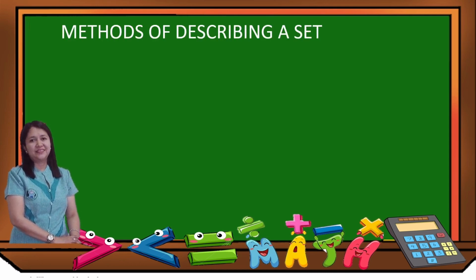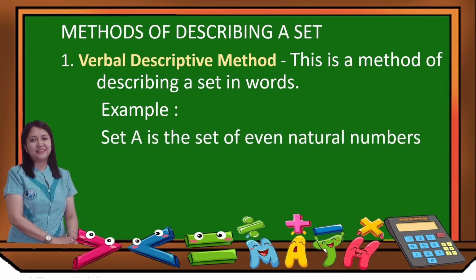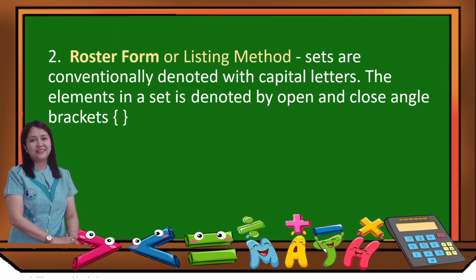Last, let us have the methods of describing a set. The first one is the verbal descriptive method. This is a method of describing a set in words. For example, set A is the set of even natural numbers less than 20. Number 2, roster form or listing method. Sets are conventionally denoted with capital letters, and the elements in a set are denoted by open and close angle brackets.